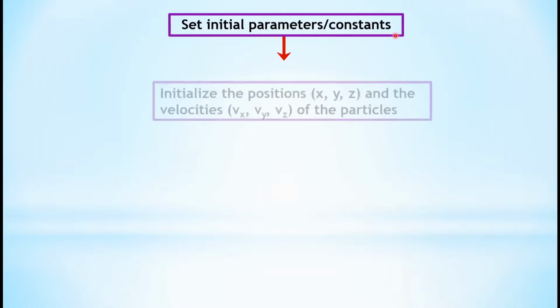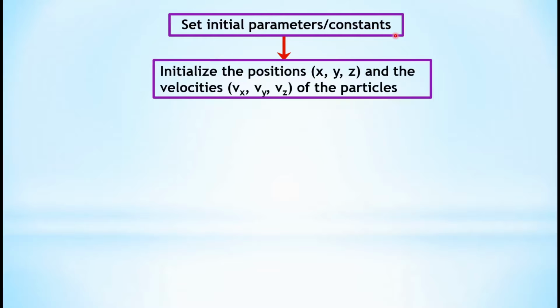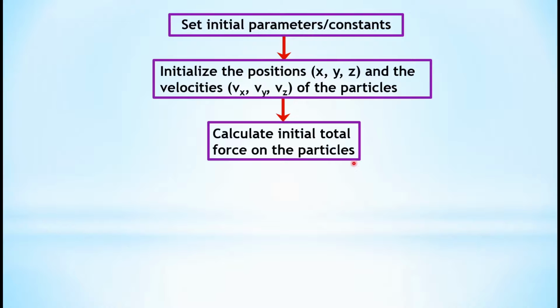First, let's have an idea about the algorithm in the form of flowchart. Set the initial parameters or constants. The parameters or constants we are not defining here because we haven't studied all the parameters. We'll discuss them later while writing the main program. Then we have to initialize the positions x, y, z and velocities vx, vy, vz of the particles. Then we have to calculate initial total force on the particles.